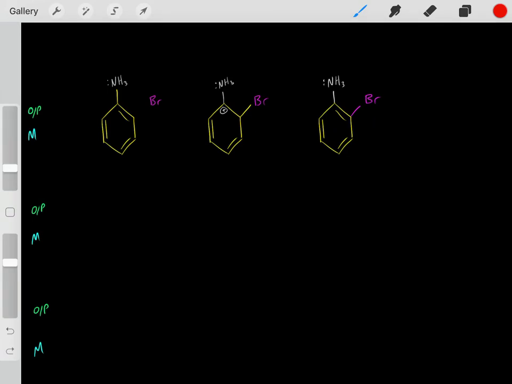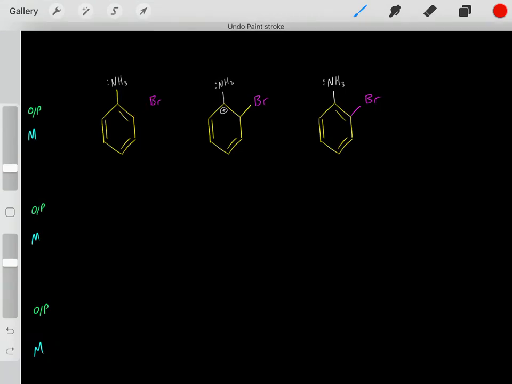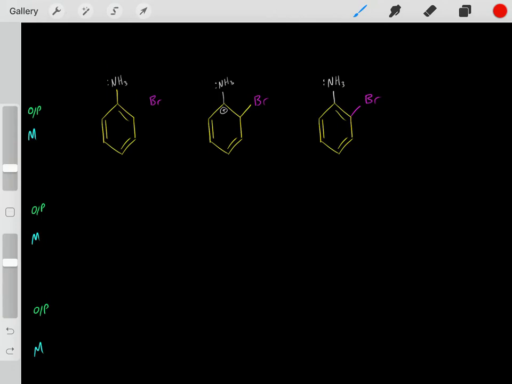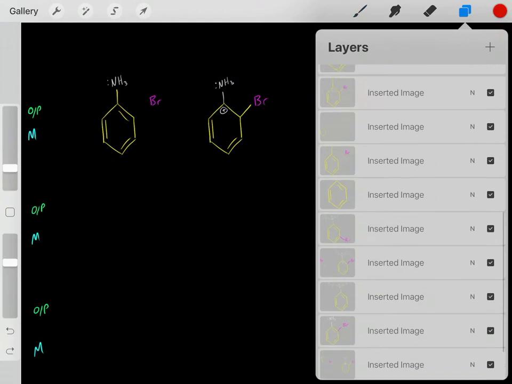And we know whenever we have an ortho directing group, that's if it's stable adding it ortho, that also means it's stable adding it para. And again, we explained why that is in the last video. But now we know this compound is an ortho para-directing group. So now let's do another example.